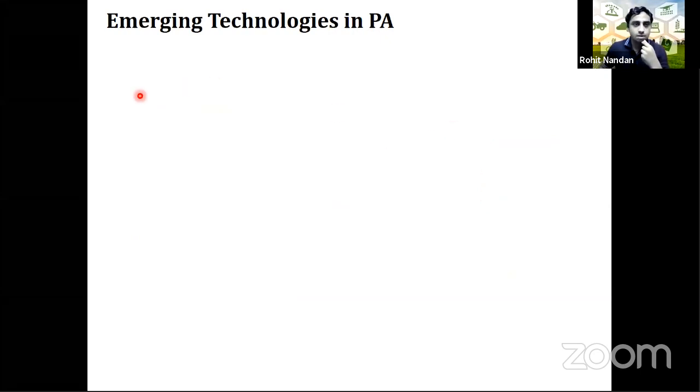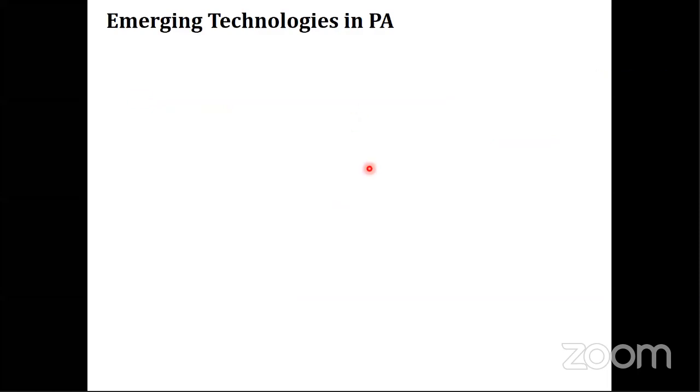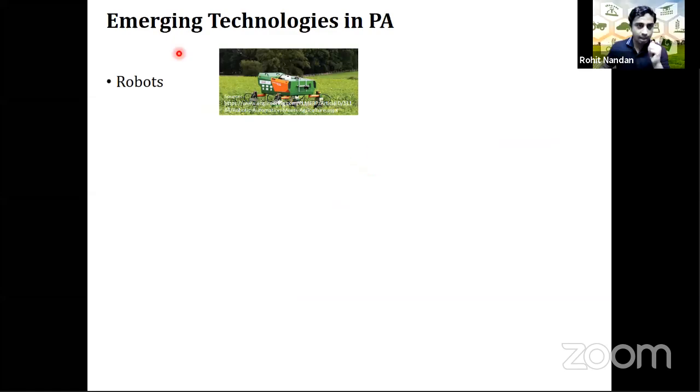So, what are the emerging technologies in precision agriculture? Here, the first thing I would like to talk about is robots. So many farming technologies, not in India but abroad, many researchers and some farmers have started using the autopilot tractor developed by John Deere, and many robots in the farm.